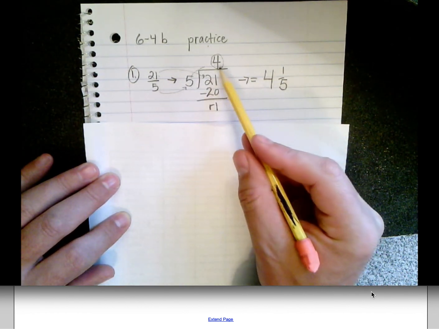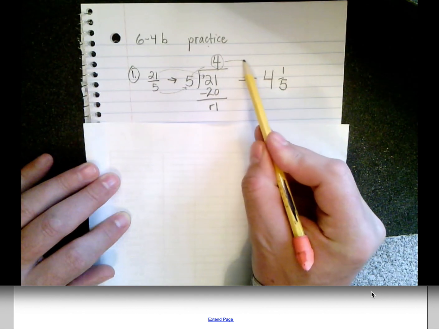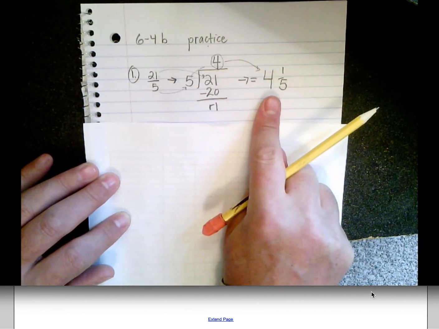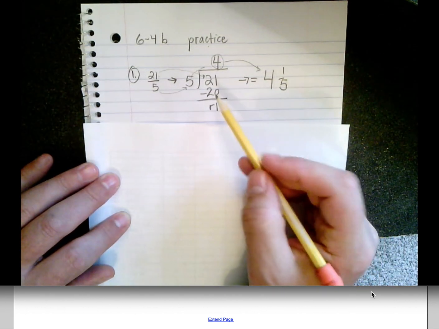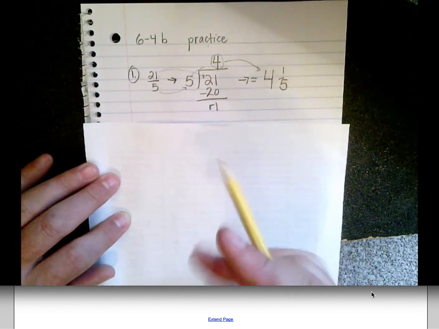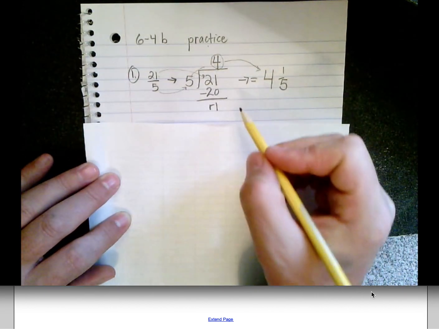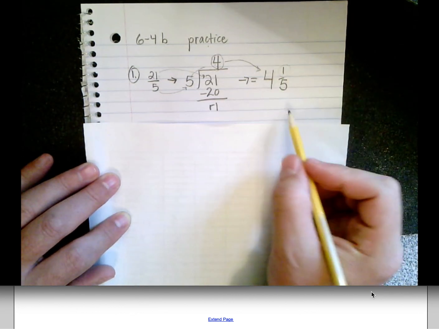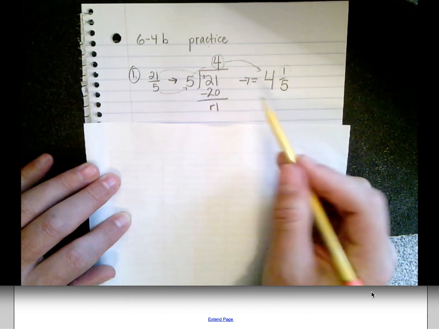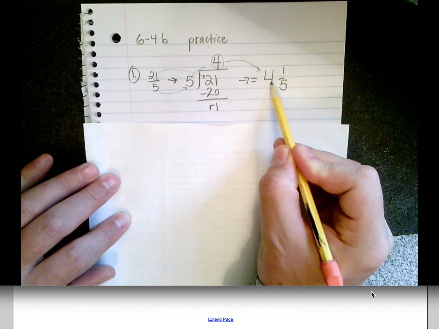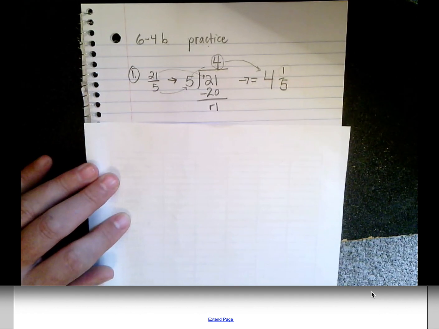So the 4, the quotient, will actually be the whole number. 4. There's 4 whole pieces. And we're going to take the remainder, which tells us how many extra floating pieces are left over. That's going to be the numerator. And the denominator stays the same. So 21/5 is equal to 4 and 1/5.